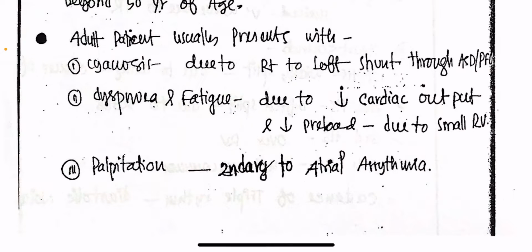Adult patients usually present with cyanosis due to right to left shunt through ASD or PFO, dyspnea and fatigue due to reduced cardiac output and reduced preload due to small RV, palpitation secondary to atrial arrhythmia.